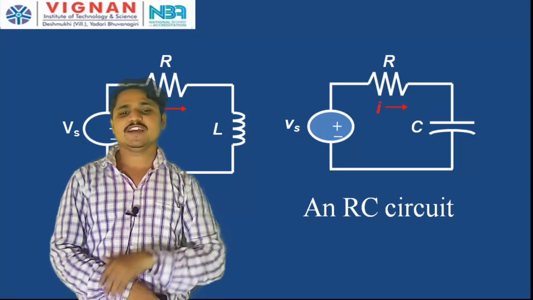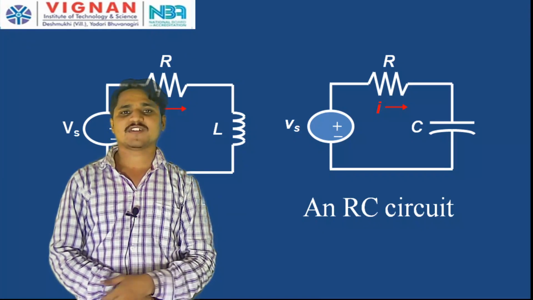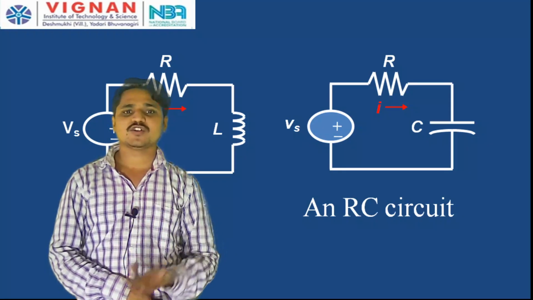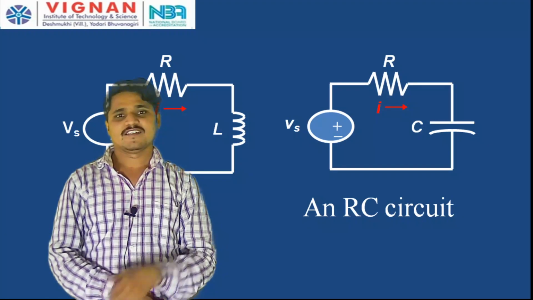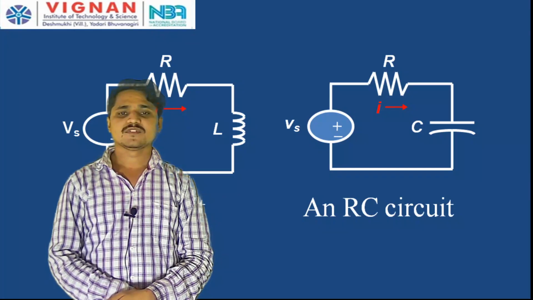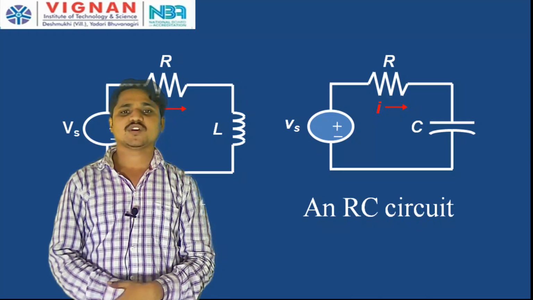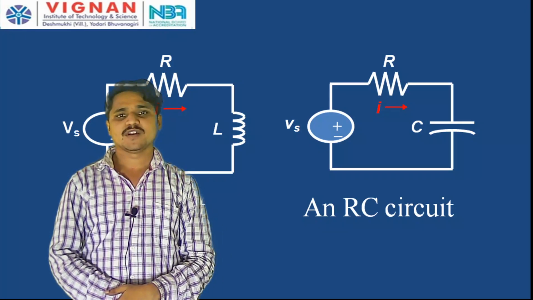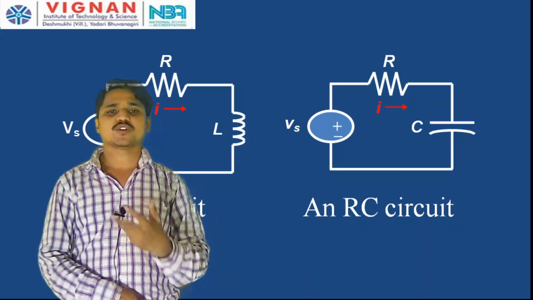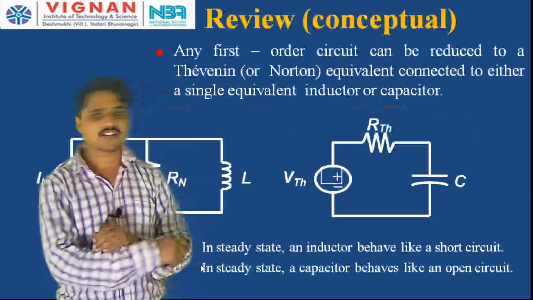Therefore, if a circuit contains only one inductor, then it is a first order circuit. If only one capacitor, that is a first order circuit. If the circuit contains two inductors, then it is a second order circuit. If the circuit contains two capacitors, then it is a second order circuit. If the circuit contains one inductor and one capacitor, then it is also a second order circuit, because there are two energy storage elements. So, this is the definition of first order and second order circuits.